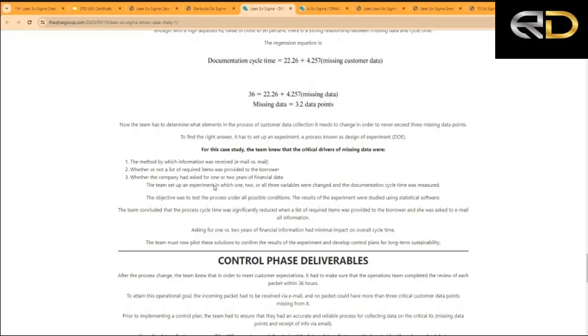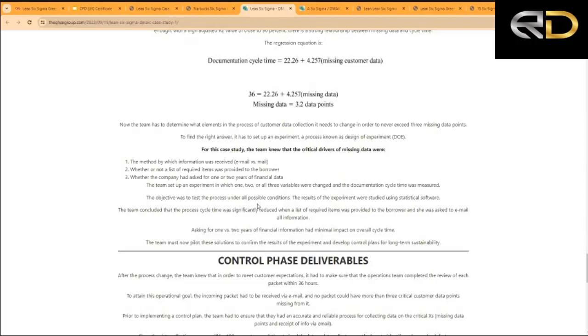So the team said they set up an experiment in which all these variables were changed and the documentation cycle time was measured. Basically, they were changing these variables and measured the time it takes to deliver the credit card or loans, or to respond to the customers. The objective was to test this process under all conditions.